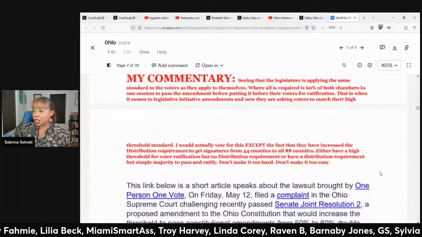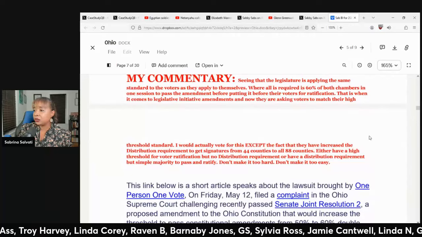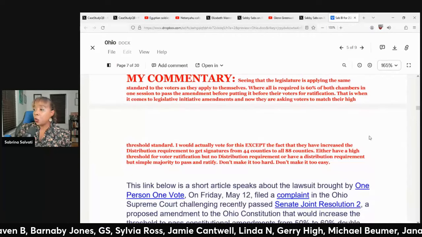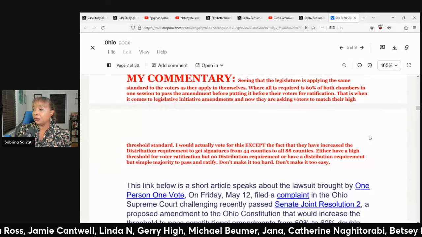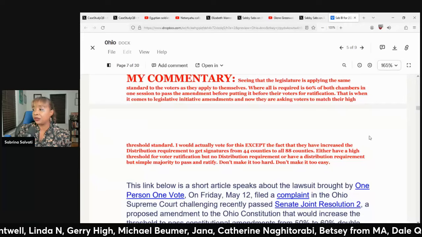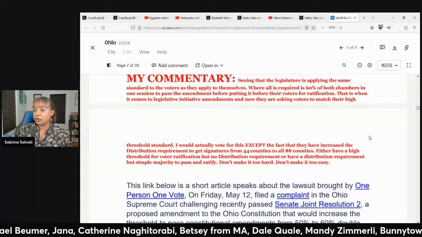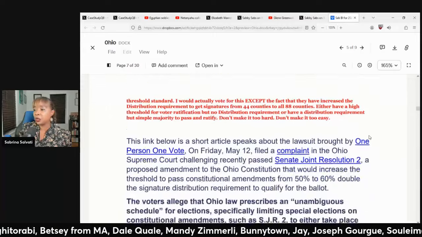Roger added a little note here that said, seeing that the legislature is applying the same standard to the voters as they apply to themselves, where all is required is 60% of both chambers in one session to pass the amendment before putting it before the voters for ratification. That is when it comes to legislative initiative amendments. And now they're asking voters to match their high threshold standard.